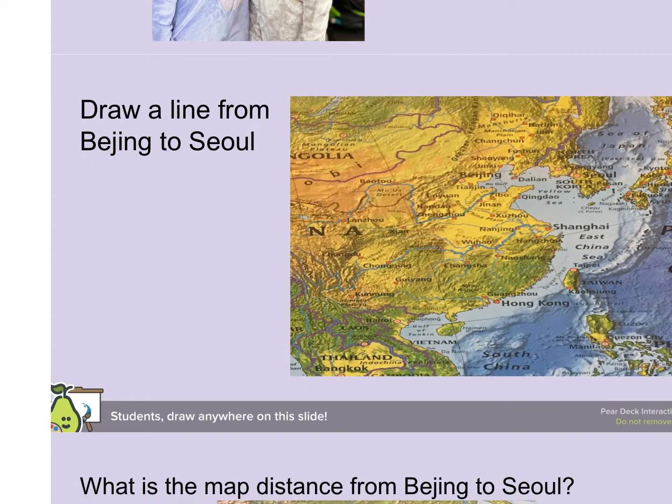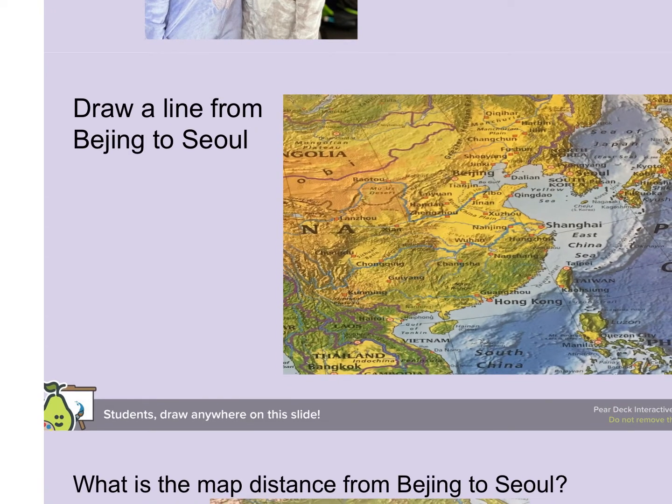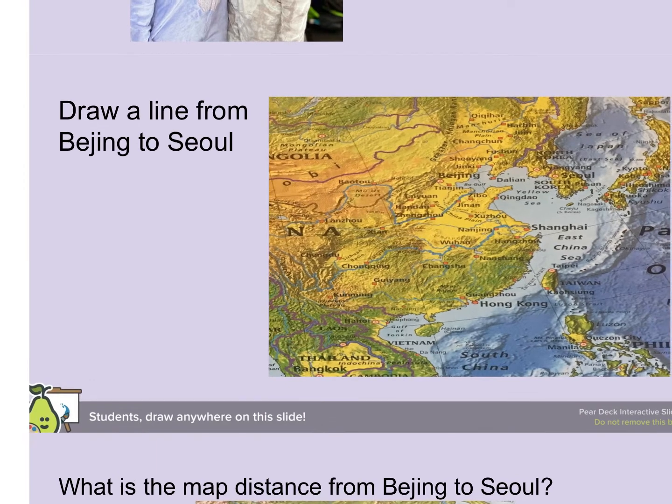So first, you will draw a line from Beijing to Seoul. On your paper, let's take a moment. If you can find Beijing, draw a line using any color from Beijing to Seoul. I'll give you a moment to do that. All right, I can see Beijing is right here because this belongs to China. And then here is Seoul, that's a city in South Korea. So this is the distance from Beijing to Seoul.